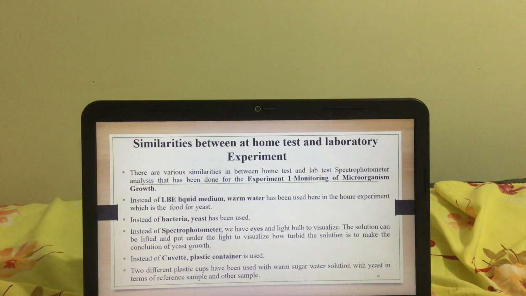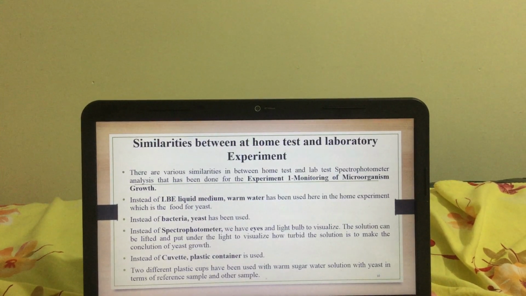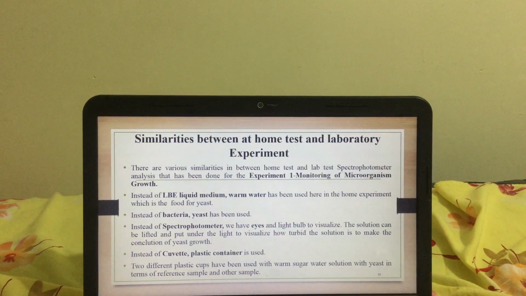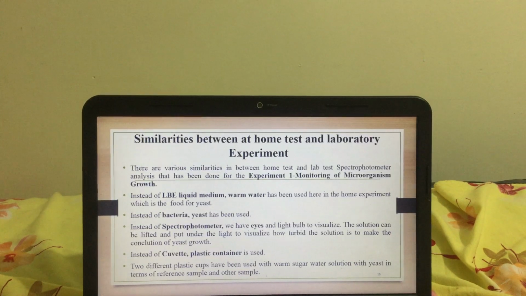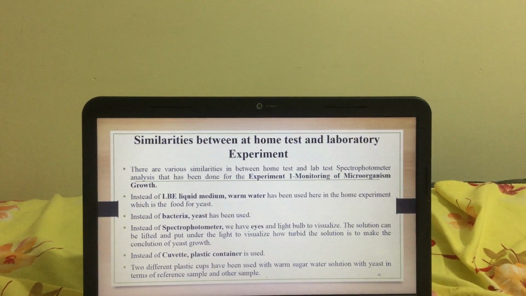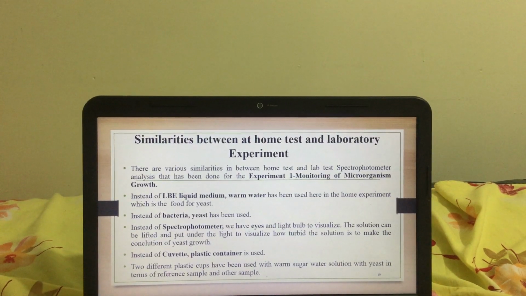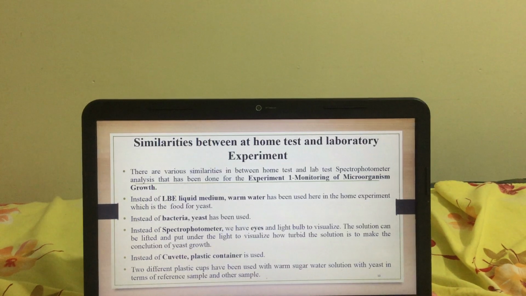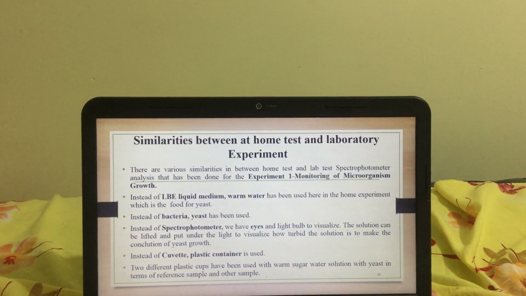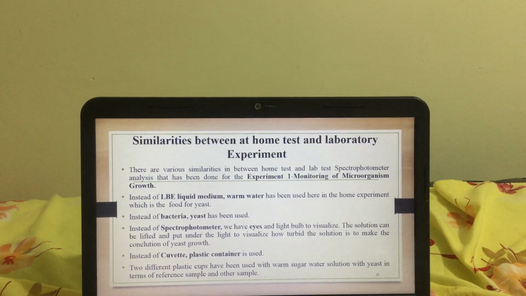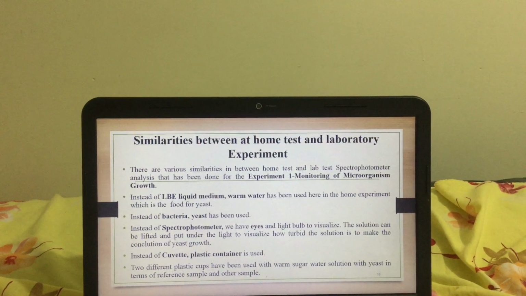And now I will talk about the similarities between the home test and the laboratory experiment for experiment 1. There are various similarities between this home test and the lab test. For the spectrophotometer in the lab analysis, instead of LB liquid medium, warm water has been used in the home experiment, which is the food for yeast. Instead of bacteria that we can use in the lab, yeast has been used.